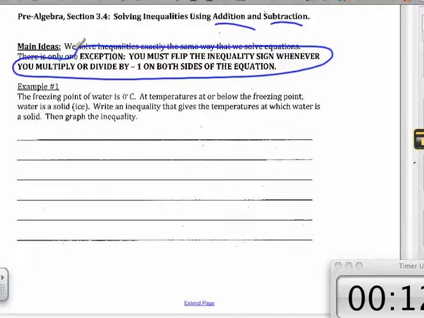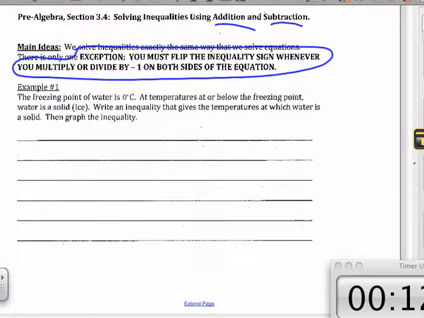Okay, guys. This says the freezing point of water is 0 degrees Celsius. At temperatures at or below the freezing point, water is a solid, also called ice. Okay? Write an inequality that gives the temperatures at which water is a solid. Then graph the inequality. And I want us to talk about this because we've got to graph things in a certain way. Hey guys, talk to me. What do I need to do? That's right. I need to write the temperature has to be what? What kind of inequality would I use here?